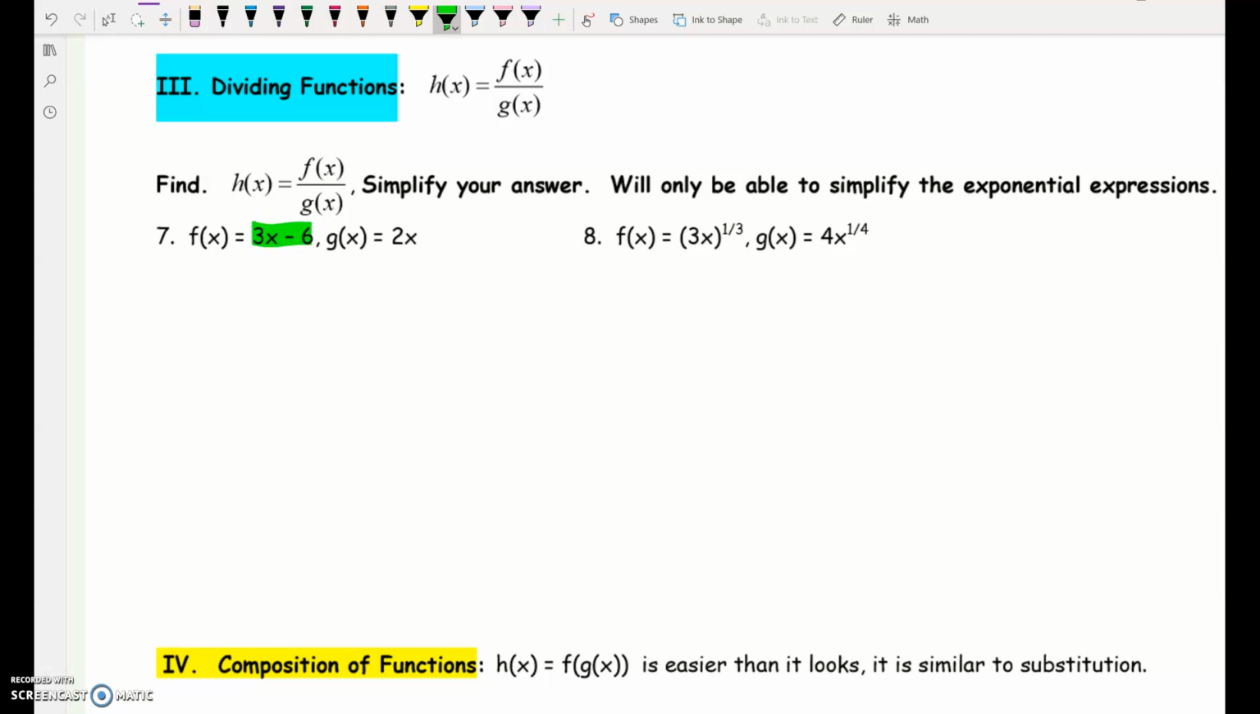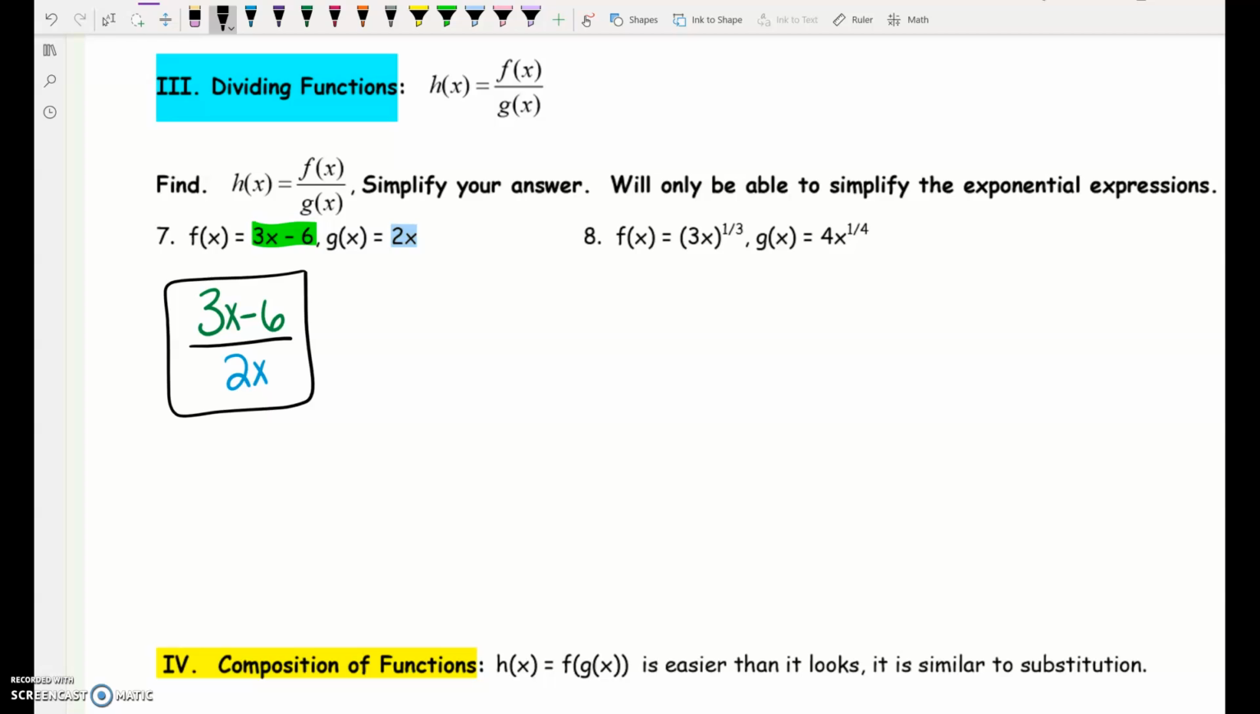Dividing functions is actually super easy because there's not a lot of simplification that you can do. Our f function is 3x minus 6. Our g function is 2x. They want us to do the f function divided by the g function. That's it. That's all. We're done. But then they're going to ask about the domain of this function.